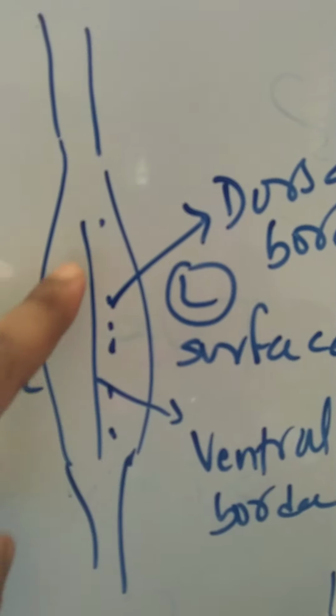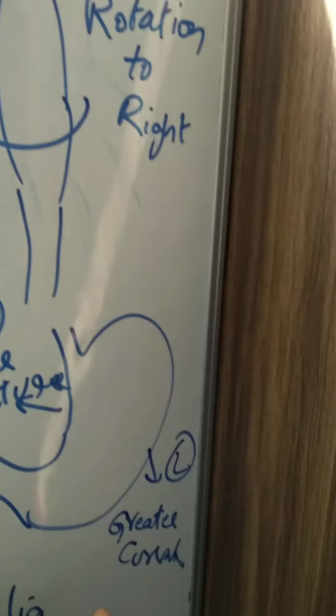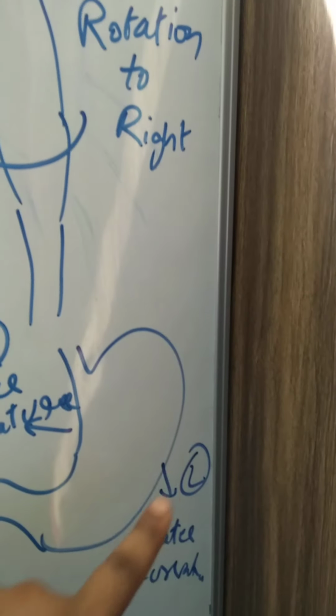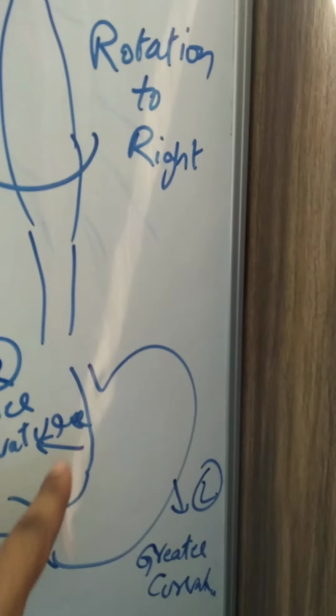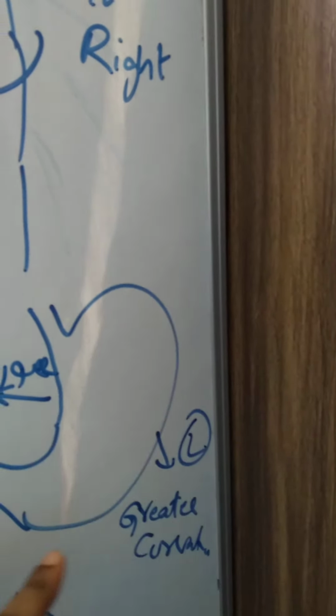Whereas the dorsal border, the dotted one, once it undergoes rotation to the right, what happens? The dorsal border comes towards the left side. But it has grown too much. It's called differential growth rate. The ventral border is growing slowly, the dorsal border is growing fast. So it's going fast, and it has become the greater curvature.